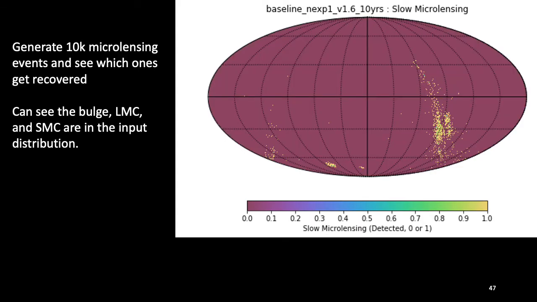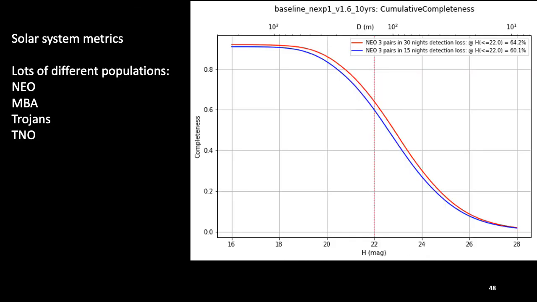One of my favorites is the Microlensing Metric, where we generate 10,000 microlensing events and then look at the observing history to see how many of those 10,000 we would actually recover. And here you can see the events are not scattered randomly on the sky, they're concentrated on the bulge, LMC, and SMC. And we detect some of them, and as we change the observing strategy, we can detect more or less. We have lots of solar system metrics.